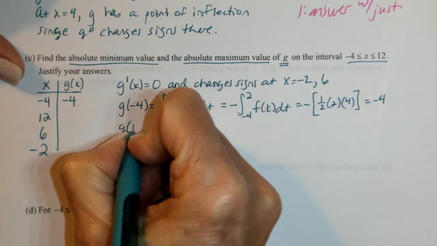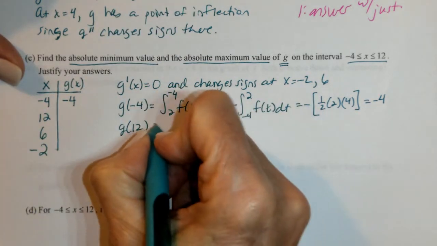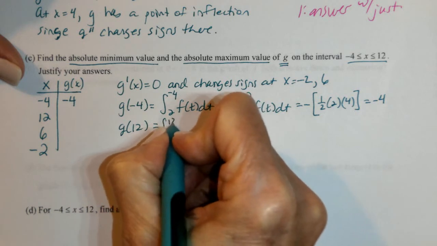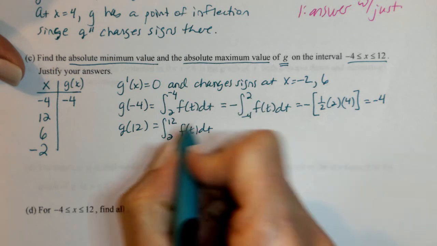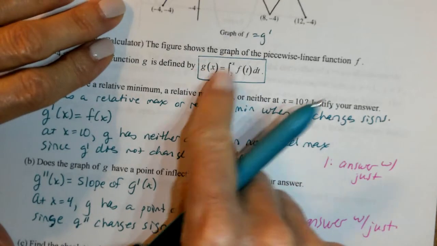Now we're going to go on to my next in line, which is 12, so I'm going to go to 12 next. The integral from 2 to 12 of f of t dt. All I'm doing is replacing the x with a 12 in the formula for g.